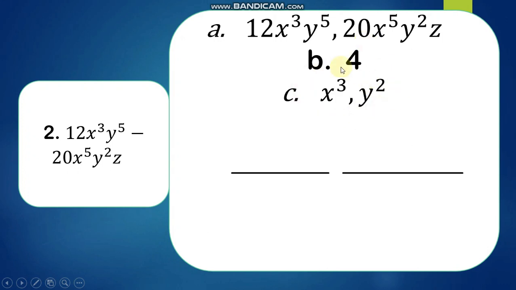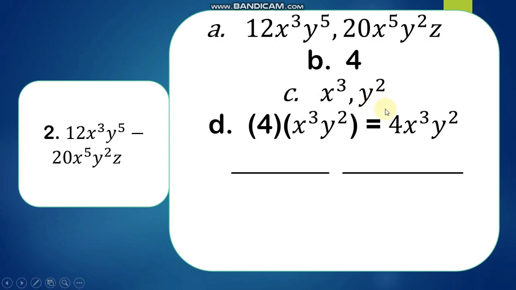Now, let's find the greatest common monomial factor of the literal coefficient. Since our literal coefficients are x cubed y to the power of 5 and x to the power of 5 y squared z, let's examine one by one. So, for x cubed and x to the power of 5, our common factor is x cubed. And for y to the power of 5 and y squared, our common is y squared. But for z, there's no common factor.